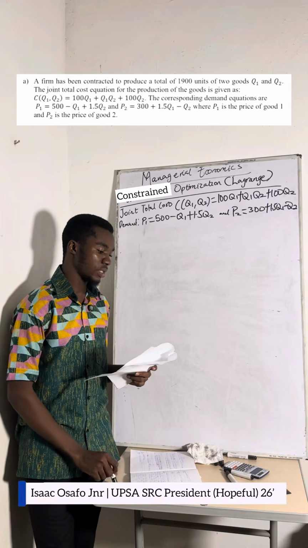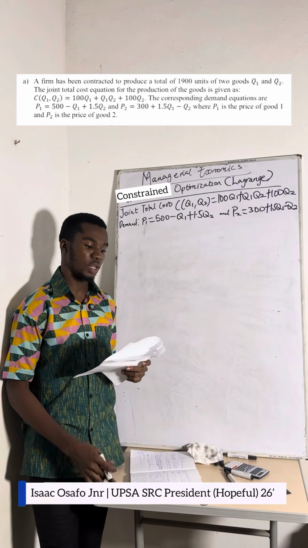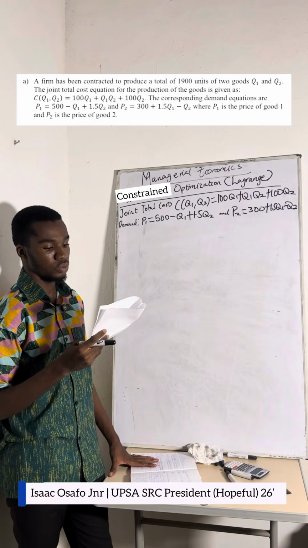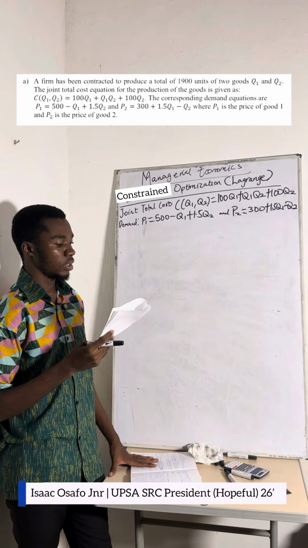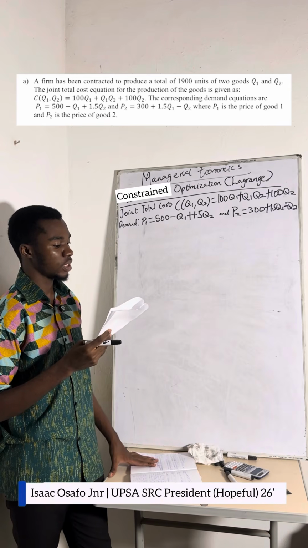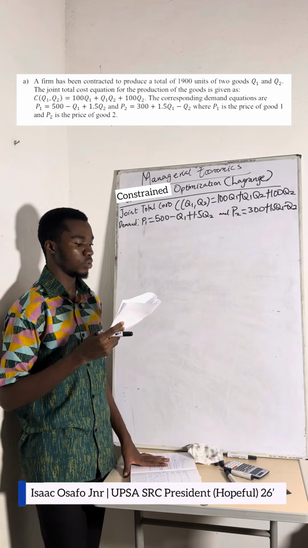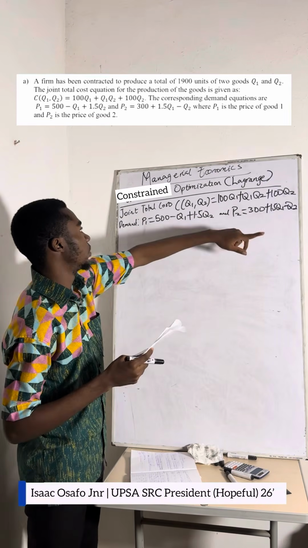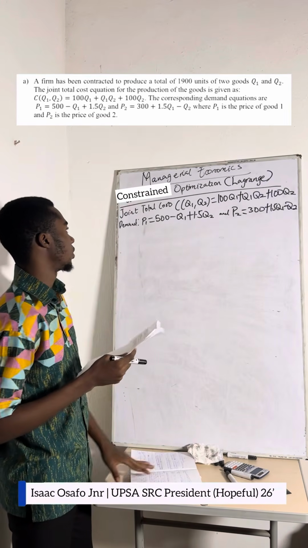All right, so the question says that a firm has been contracted to produce a total of 1,900 units of two goods, K1 and K2. The joint total cost equation for the production of the goods is given as C(K1, K2) = 100 K1 + K1 K2 + 100 K2. So that's the joint total cost function.